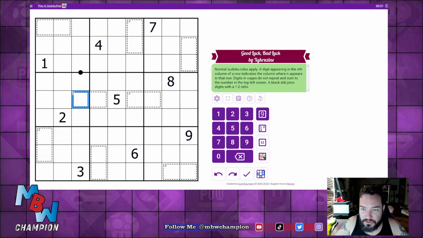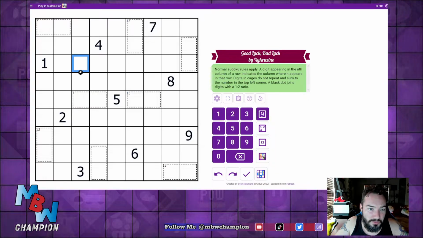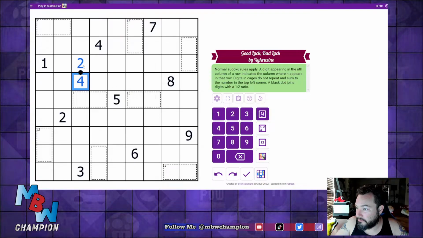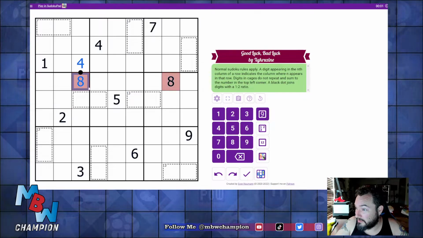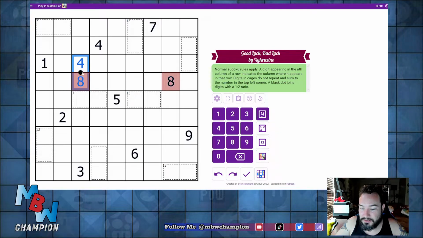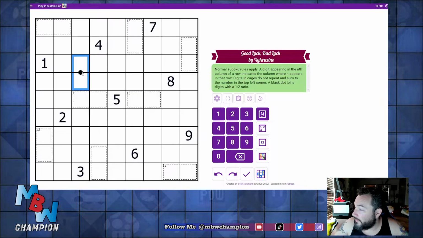Okay, a black dot joins digits with the ratio of 1 to 2. So basically, like this right here, let's just say this is a 2. This could be a 4, because it's 1 to 2, so 2 times 2 is 4, but it also could be a 1, because 1 times 2 is 2. Or if this was a 4, this could be a 2, or this could be an 8. That's basically how that works. Of course, obviously this is telling us don't do that, but I'm just showing you how that works out. All right, and those are the rules.